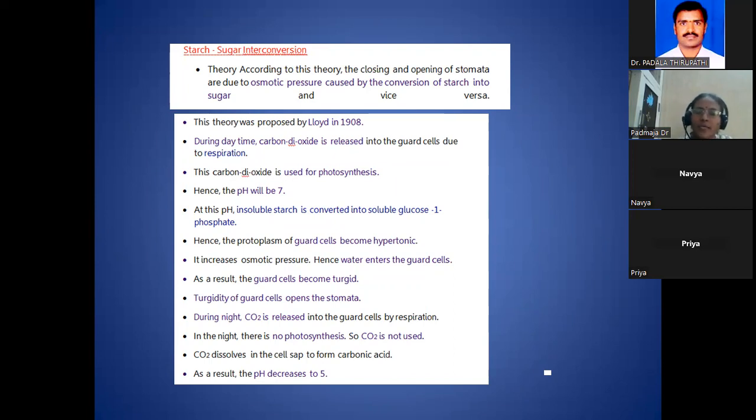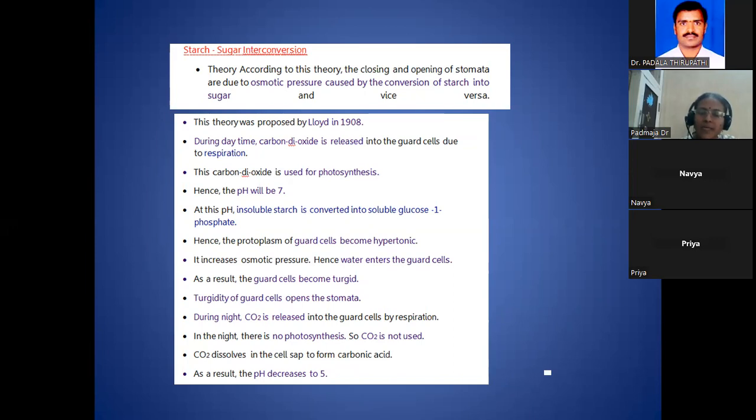During daytime, carbon dioxide is released into the guard cells due to respiration. This carbon dioxide is used for photosynthesis, and the Calvin cycle takes place. Hence the pH will be 7. At this pH, insoluble starch is converted into glucose-1-phosphate. Hence the protoplasm of the guard cells becomes hypertonic, which increases the osmotic pressure, and water enters the guard cells from the subsidiary cells. As a result, the guard cells become turgid. The turgidity of the guard cells opens the stomata.